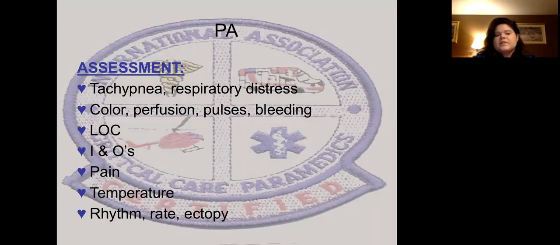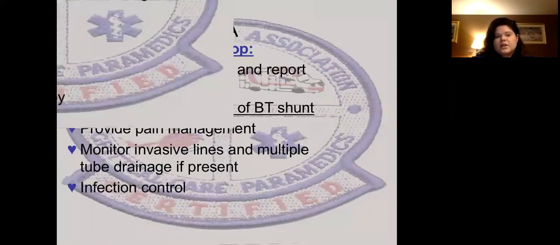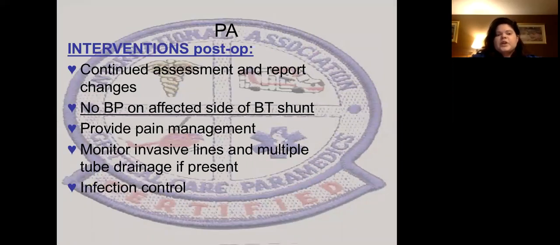So the assessment of this patient, exact same as all the other ones. Watch for respiratory distress. Watch your LOC, color, perfusion, pulses, rhythm, rate, and ectopy. Some interventions post-op, they're going to be the same as any other post-op patient that you have. You're going to continue your assessment, report any changes. Do not do a blood pressure on the affected side, and that's for pretty much any surgery that anybody has. You don't want a blood pressure on the affected side. You don't want to mess with any of the shunts or anything like that.